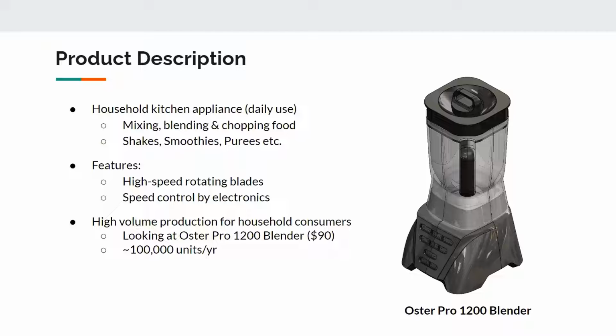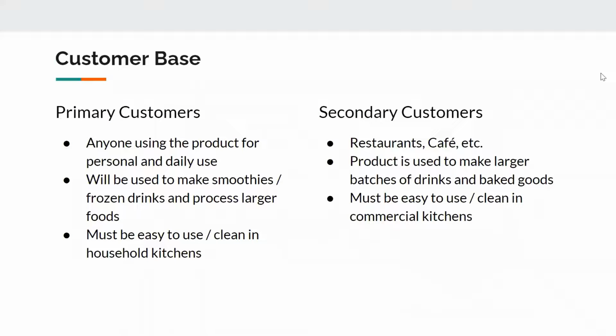The specific blender that we are looking at is the Oster Pro 1200 blender, which retails for around $90 and is produced at around 100,000 units a year. The customer base that we are looking at in terms of primary customers is anyone that is using the product for personal and daily use. They'll be using this blender to make smoothies, frozen drinks, and process larger foods, and this must be a tool that is easy to use and clean in household kitchens.